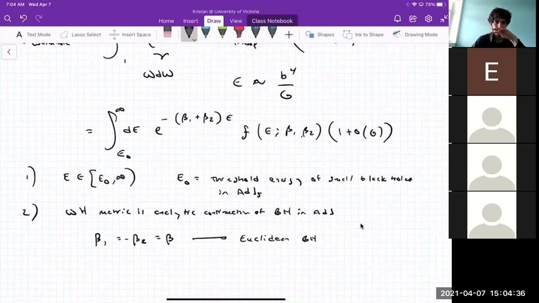Although you need to do one extra step to get the black hole, really, because you need to impose Euclidean regularity at the horizon. That fixes what B is. B is roughly the mass of the black hole; B to the 4 is the mass of the black hole. So you have to fix B in terms of beta to have a regular solution. So this is the analytic continuation of the black hole.